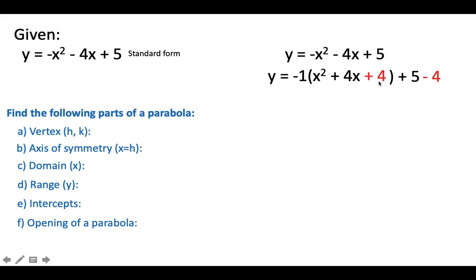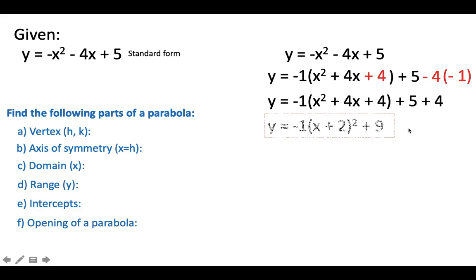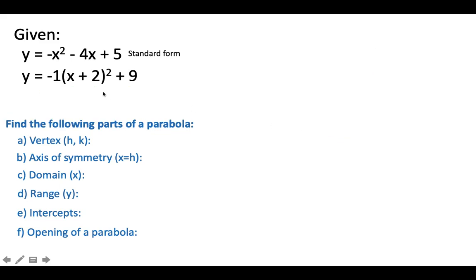Now, since this positive 4 is being multiplied to negative 1, this negative 4 also must be multiplied to negative 1 as well. Okay, so we'll just simplify. Negative 4 times negative 1 is positive 4. Then 5 plus 4 is 9. Then we just express this in exponential form: x squared plus 4x plus 4 into quantity x plus 2 squared. And this will be our vertex form. So this will help us to find the parts of the parabola easily.